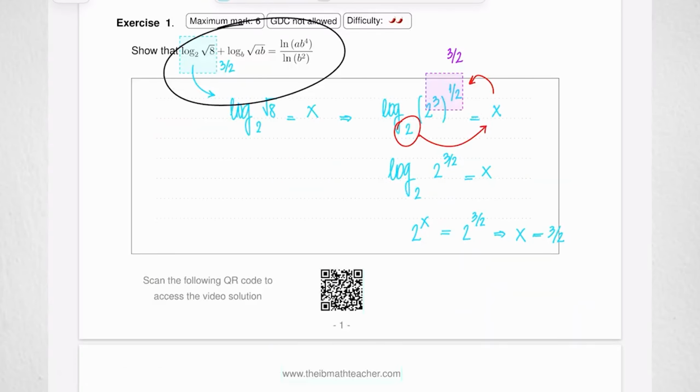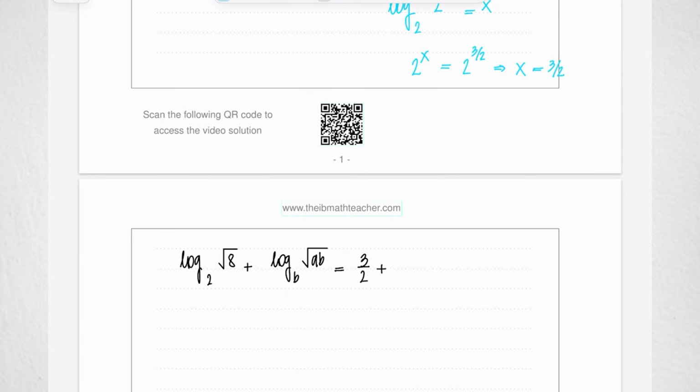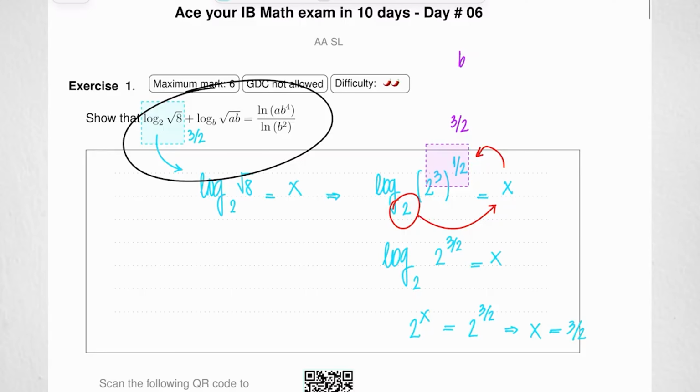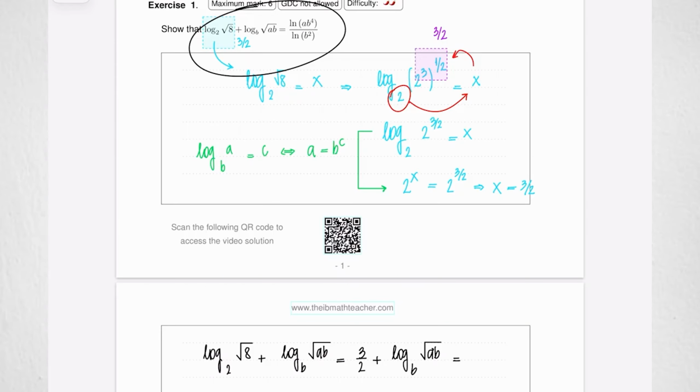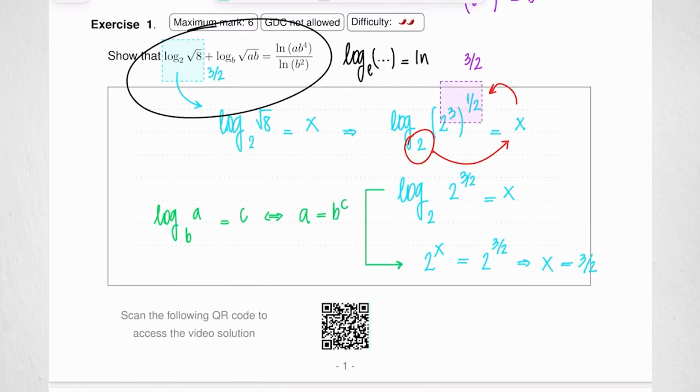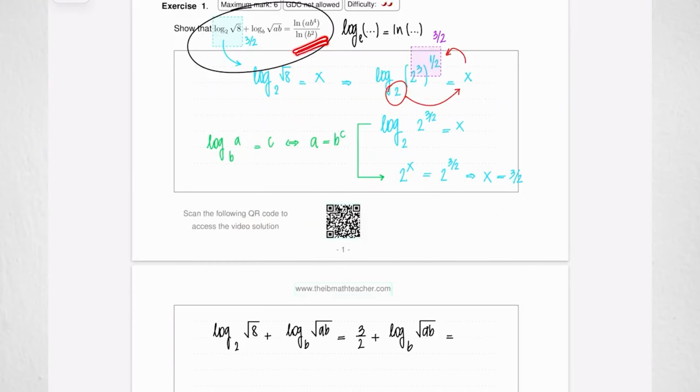Now, going back to the question, we have 3 over 2 plus the log of root AB base B. And by the way, let me write the exponent property that we used over here. So b to the a to the c is the same as b to the a times c. And from here to here, the property is if log a base b is equal to c, then a is b to the c. Now going back to the exercise, do notice that on the right hand side we have lns, which means natural logs, or log base e. So it looks like we have a long way to get there.